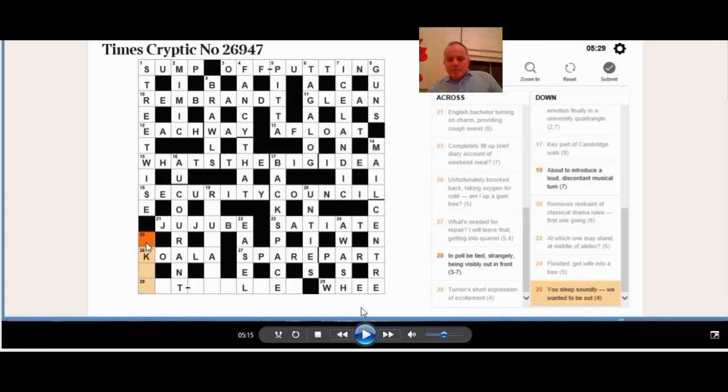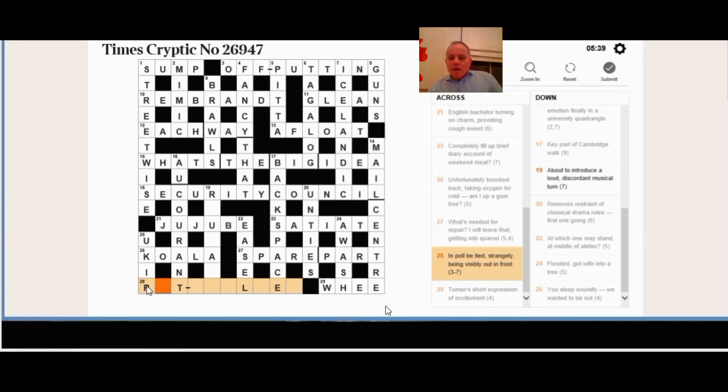25 down, you sleep soundly, so that's a homophone for a phrase meaning you sleep, and that is you kip. So in that goes, we wanted to be out of Europe. Intriguing that they feel able to put that in the past tense. I think that's a little bit of a political statement in some ways.